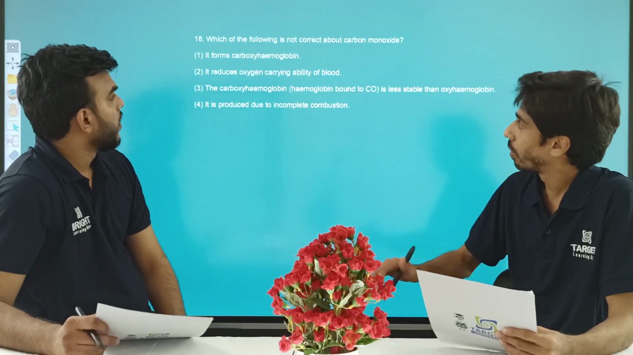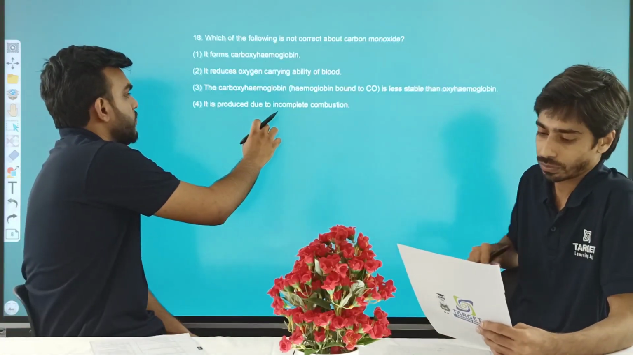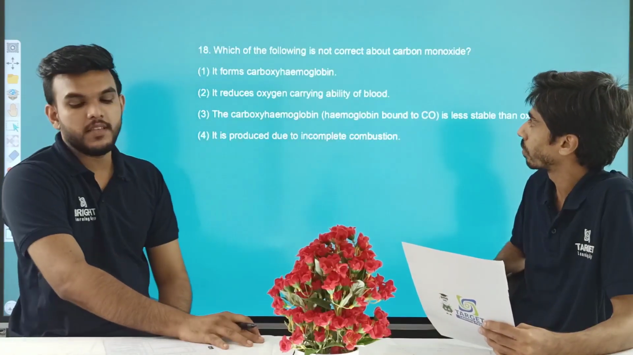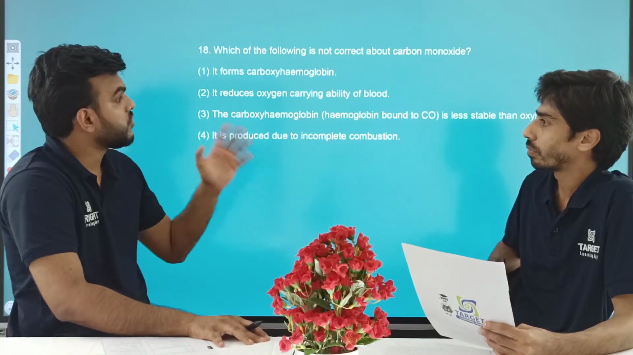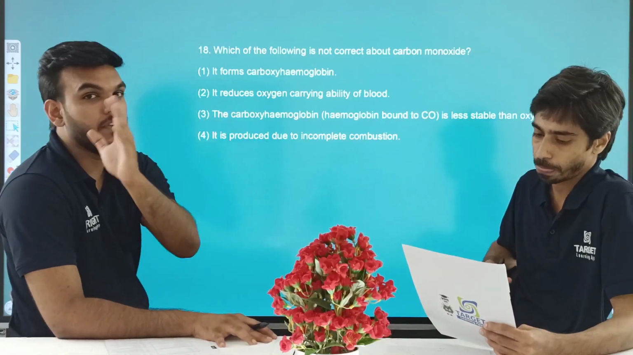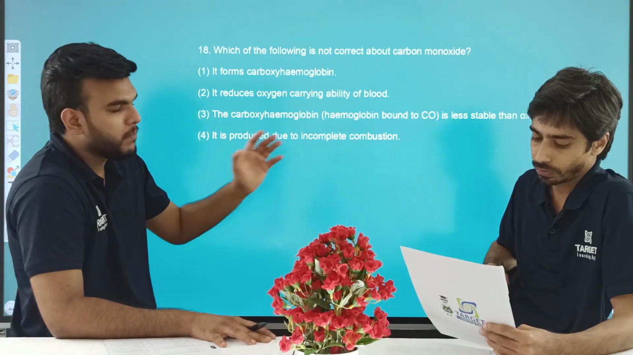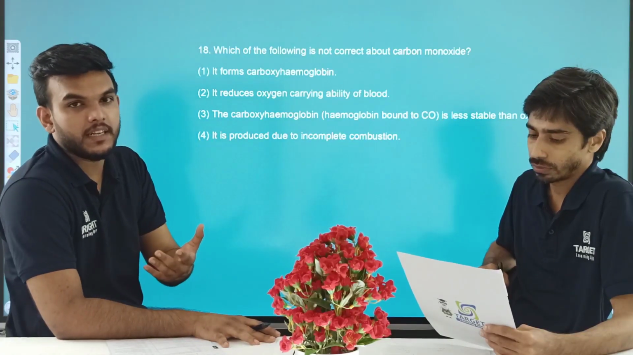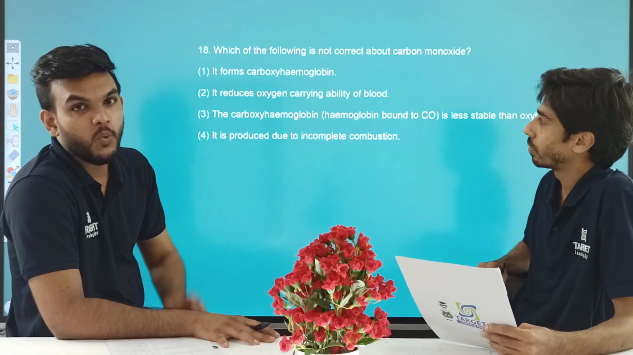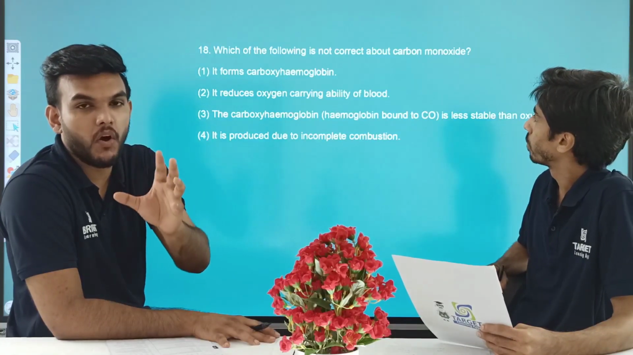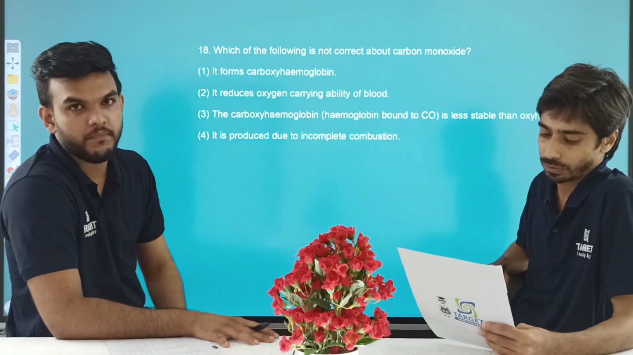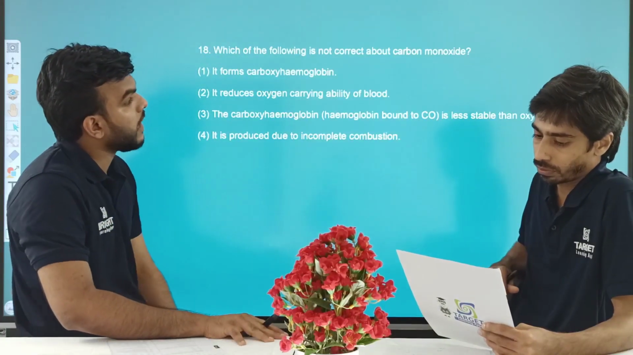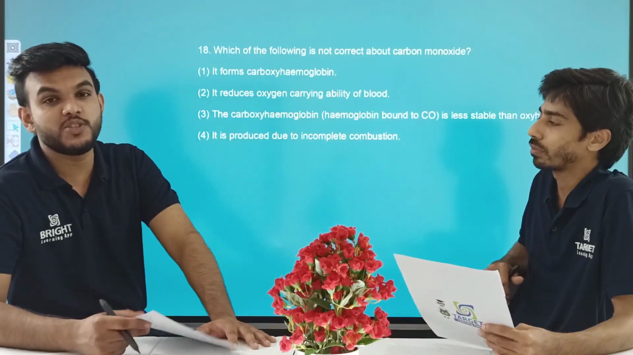Okay, fine. So, students, based on this question, we can treat it as a question from both the chapters of P block and environmental chemistry. The same concept is explained in both. Now the question is: which of the following is not correct about carbon monoxide?